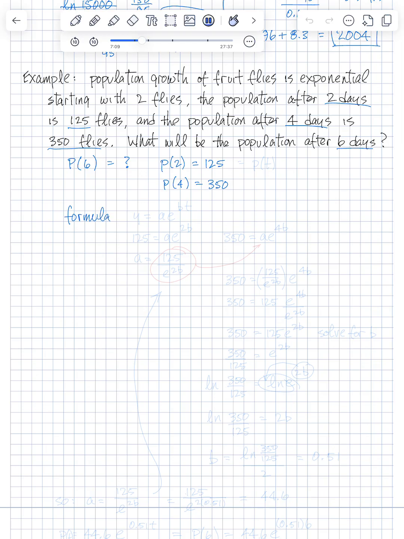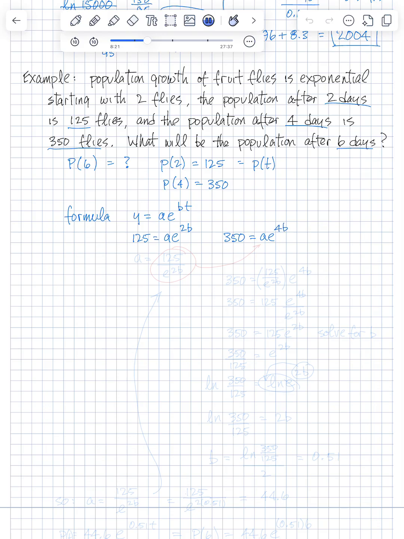The formula that we're going to use, a population growth formula, is in the form y equals A e to the Bt. Plugging in the first data point, our P of 2, we can say that 125 is equal to A e to the 2B. We have to solve for A and we have to solve for B. So we have two unknowns, and we need another equation. Our other equation is 350 is equal to A e to the 4B.